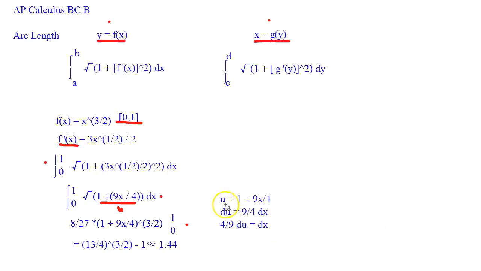Okay, so the u substitution, this is how you get the 4/9, and then you need to be able to plug that back in. Just how it works and stuff, and just remember your integration.